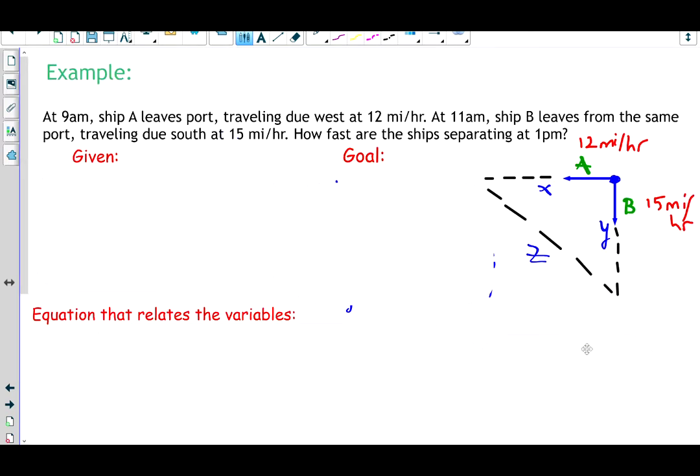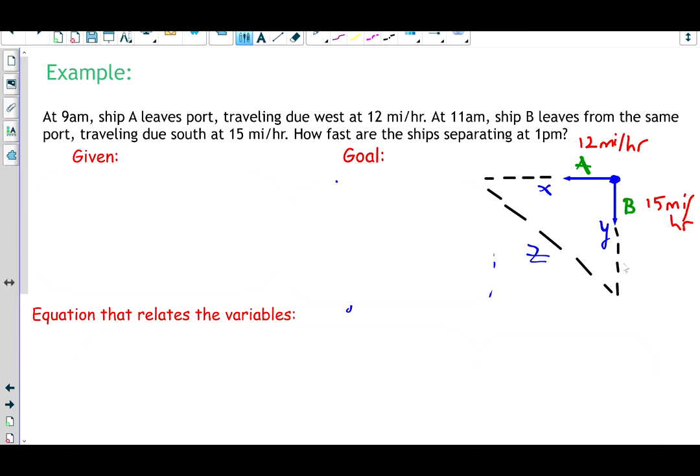All right, here's our next example on related rates. So this one I'm going to give you just a hint on, and you can see the solution on our Canvas website. So at 9 a.m., ship A leaves the port traveling west at 12 miles per hour. So A is going west at a rate of 12 miles per hour. And at 11 a.m., ship B leaves from the same port traveling due south at a rate of 15 miles per hour.